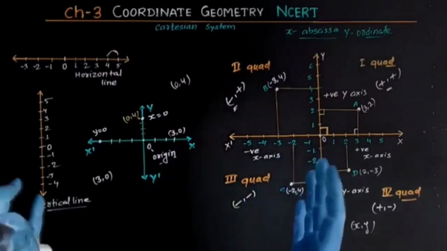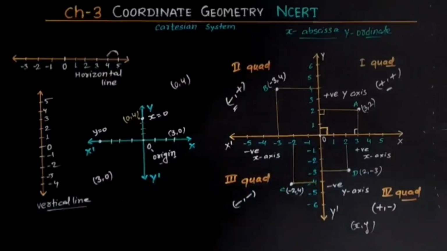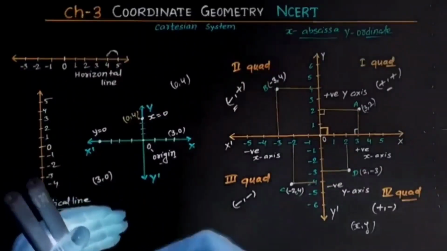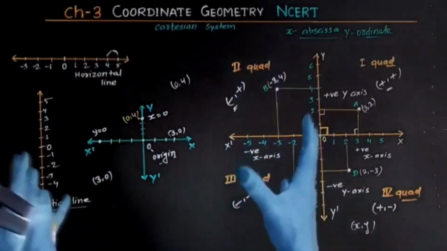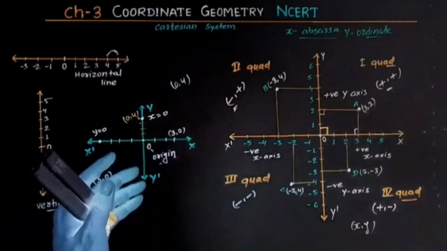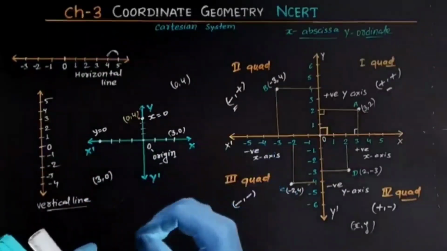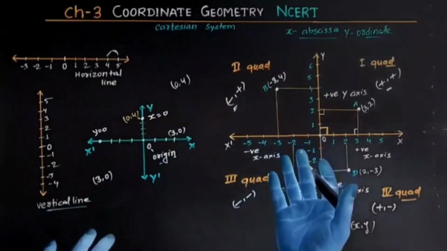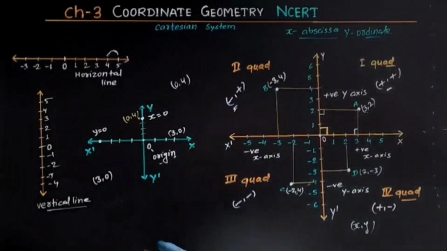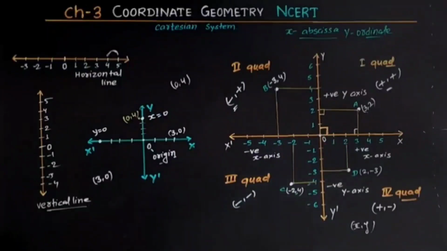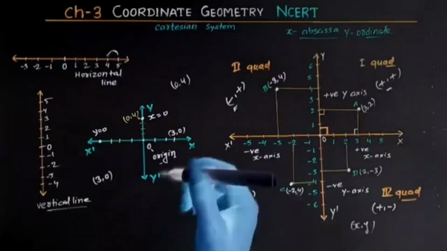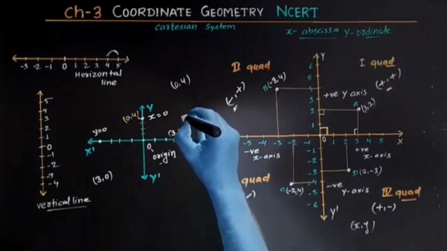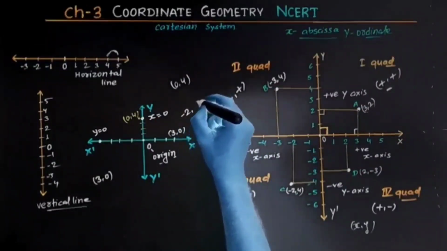So when a point lies on x-axis, the y coordinate is 0 and when a point lies on y-axis, its x coordinate is 0. And if a point lies on origin, its x coordinate as well as y coordinate both are 0 and that's why the coordinate of origin is 0, 0. Sometimes they ask this question, what is the coordinate of origin? So the answer is the coordinate of origin is 0, 0.